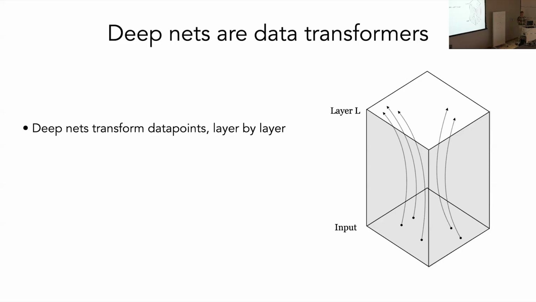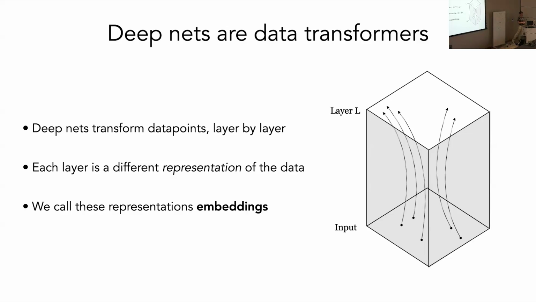And essentially, you can think of them as transforming data points, so images, layer by layer. So you're transforming them through layer 1, again through layer 2, again through layer 3. And every single one of those layers can thus be considered a different representation of the data, right? Every single one of those intermediate vectors or matrices is a representation of the input data. And we call those representations or embeddings.